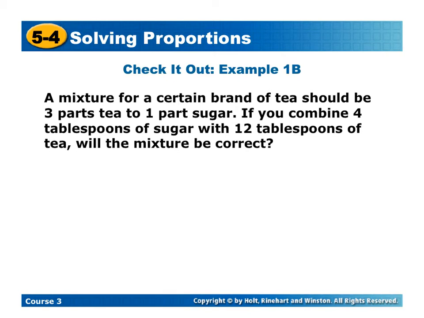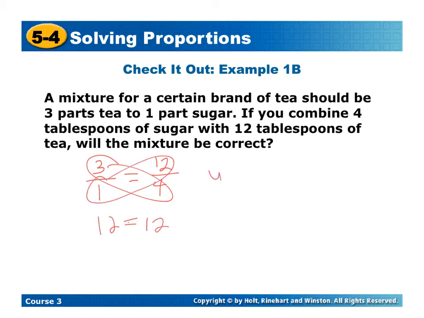So a mixture for a certain brand of tea should be 3 parts tea to 1 part sugar. And we want to know, is that the same as 12 tablespoons of tea with 4 teaspoons of sugar? So we have 3 times 4 is 12. 1 times 12 is 12. So yes, the mixture would be correct.